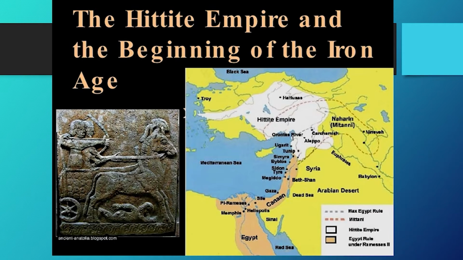Now we've got the Hittite Empire. They're going to have iron technology now. We've gone from sticks and stones, and now we're up to iron. You notice that the Hittite Empire is at the top there of the Fertile Crescent. This is what I want you to get.